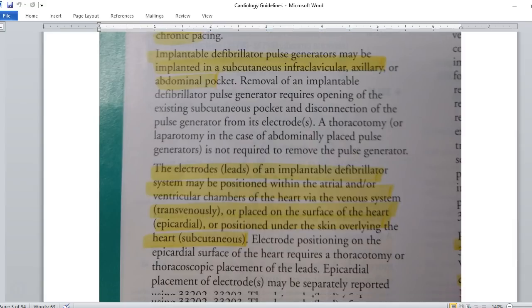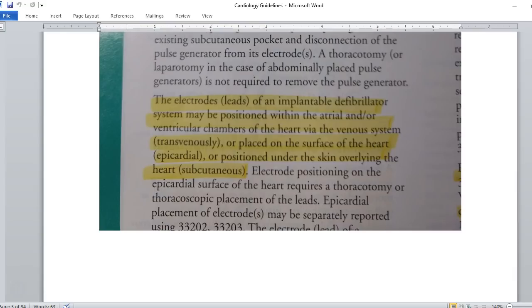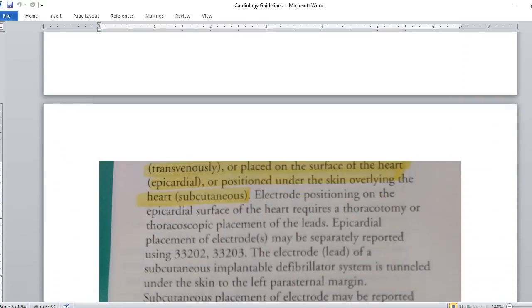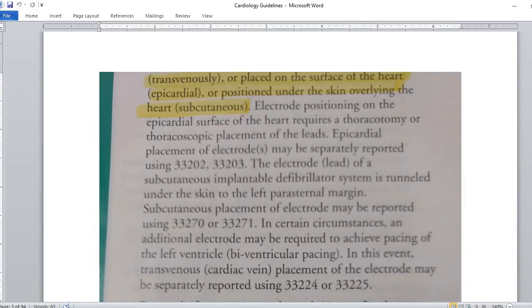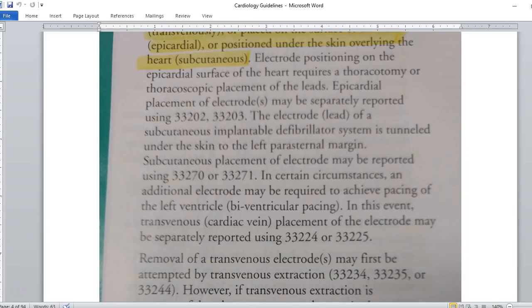Okay, and then it reminds us that if we're doing an epicardial placement, we have to do it by thoracotomy or a thoracoscopic placement. Again, we have to actually make an incision in. Now, there's a lot of guidelines that are talking about all these different codes. I'm not going to read through all of this.